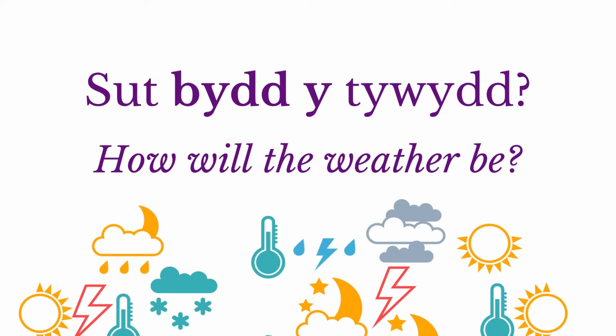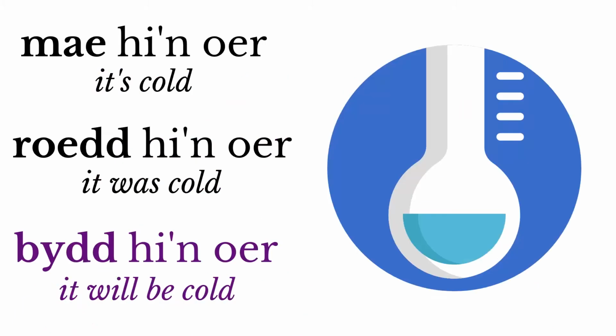Sut bydd y tywydd? How will the weather be? Mae hi'n oer. It's cold. Roedd hi'n oer. It was cold. Bydd hi'n oer. It will be cold.